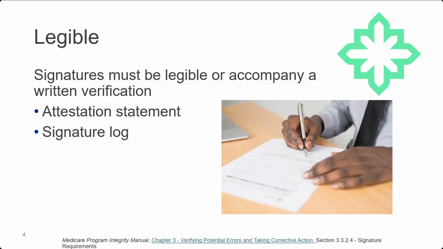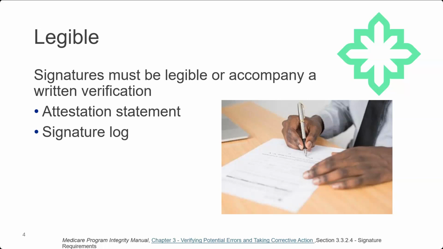And if it's not legible, then we need to incorporate something else to help us understand what that mark indicates. I'm going to call it a mark versus a signature. A signature I'll call legible, a mark we'll call not legible. So those other things could be an attestation statement. This is what my signature looks like. I'm going to attest that this is my signature. Also, you could incorporate a signature log.